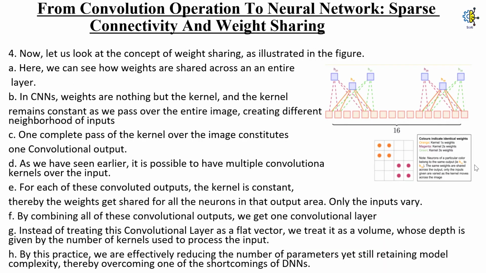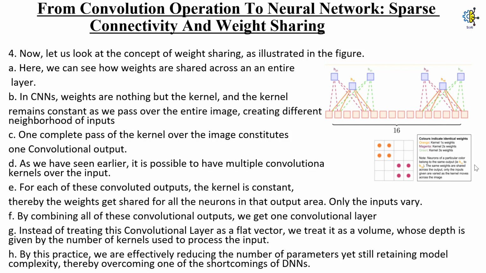Now, let us look at the concept of weight sharing as illustrated in the figure. Here, we can see how weights are shared across an entire layer. In CNNs, weights are nothing but the kernel, and the kernel remains constant as we pass over the entire image, creating different neighborhoods of inputs. One complete pass of the kernel over the image constitutes one convolutional output. As we have seen earlier, it is possible to have multiple convolutional kernels over the input. For each of these convolutional outputs, the kernel is constant, thereby the weights get shared for all the neurons in that output area. Only the inputs vary.